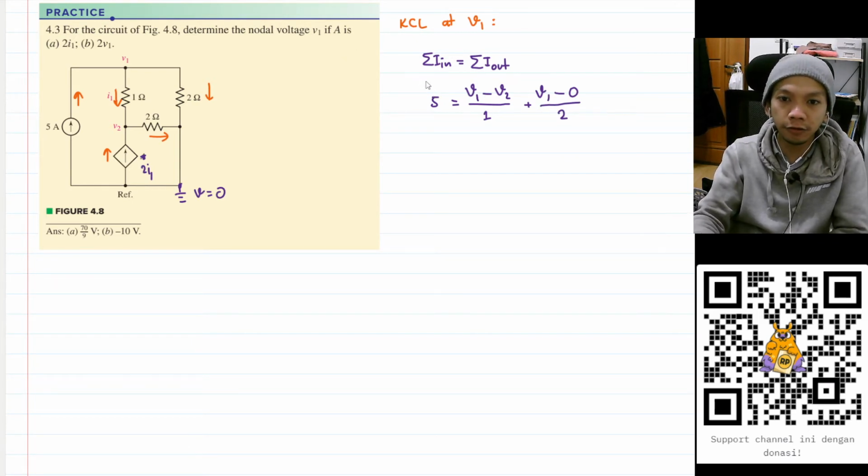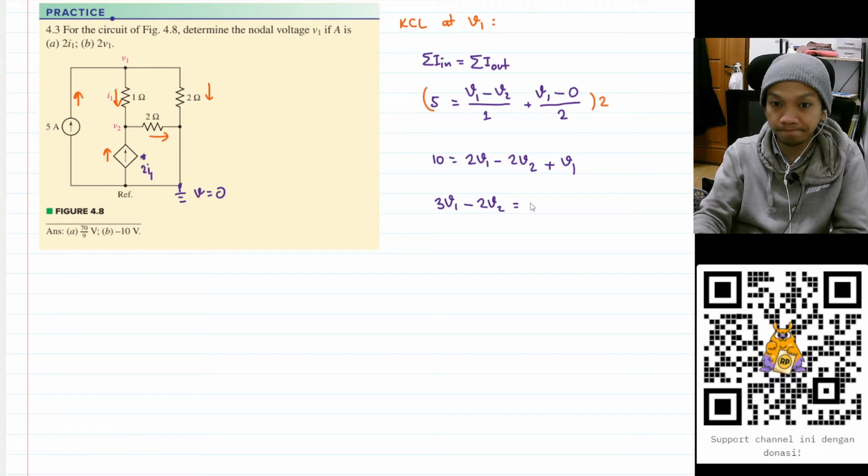I want to get rid of the denominator, so multiply both sides by 2, and I will have 10 equal to 2V1 minus 2V2 plus V1. Now let's solve this. So I'll have 3V1 minus 2V2 equal to 10. Let's save this as equation number 1.